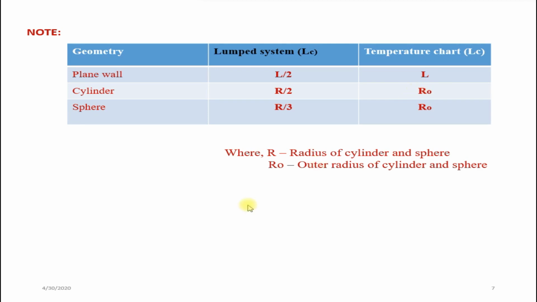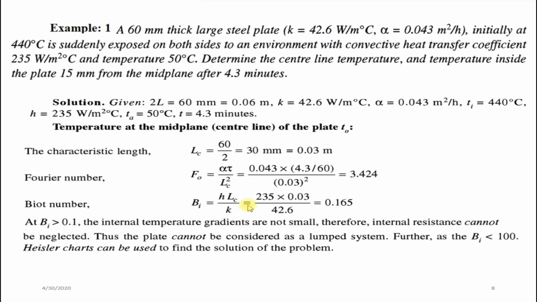Now we will see the first problem on the graphical method. A 60 mm thick large steel plate having thermal conductivity 42.6 watt per meter degree Celsius and thermal diffusivity 0.043 meter square per hour, initially at 440 degree Celsius, is suddenly exposed on both sides to an environment with convective heat transfer coefficient 235 watt per meter square degree Celsius and temperature 50 degree Celsius. Determine the center line temperature and the temperature inside the plate 15 mm from the mid plane after 4.3 minutes.